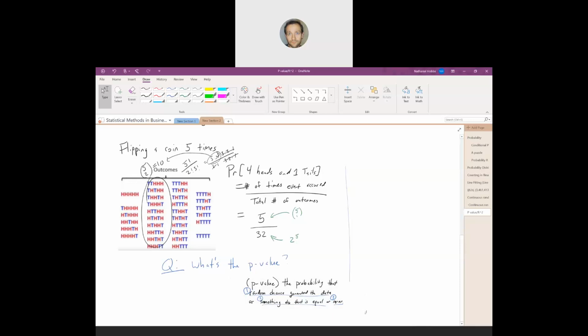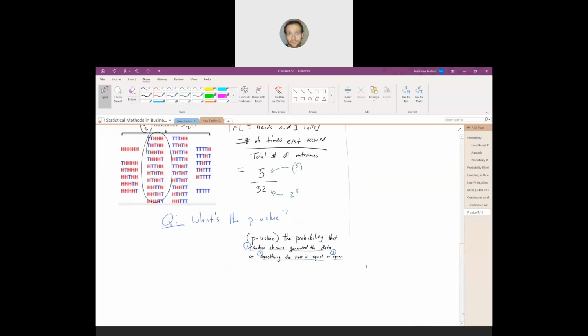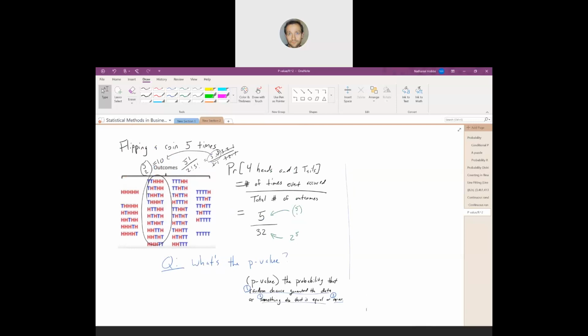Who can I pick on? How about Emily? Do you have a mic? Hello. So I'm just going to ask you for one of these. This one. We'll start with this. I might ask you for more. What's the probability that random chance generated 4 heads and 1 tail? What's the chance that you see that just by random chance?